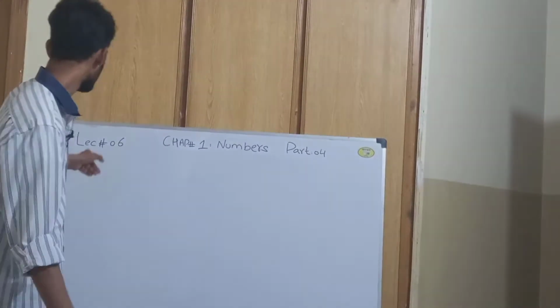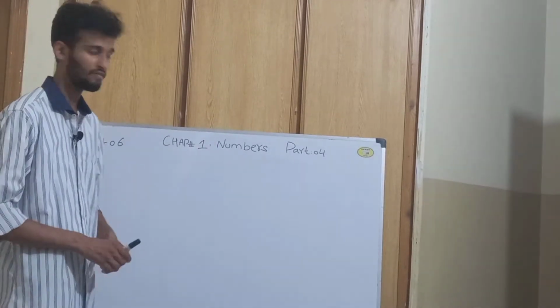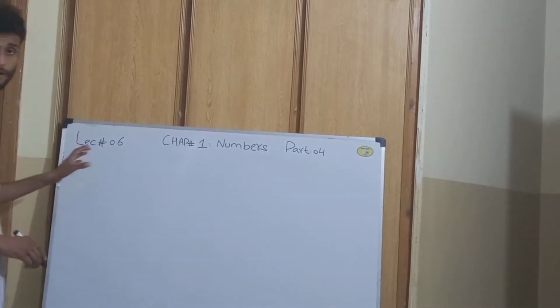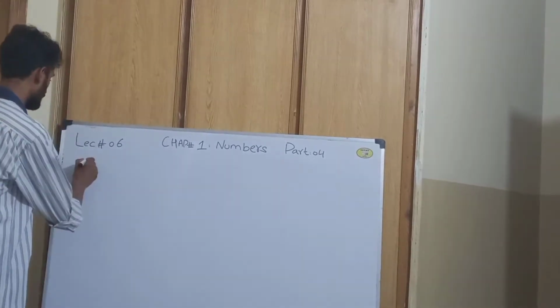Everyone, today I will start my lecture number 6, chapter 1 numbers part 4 for O level maths. In this video we will talk about the concept of friendly numbers.